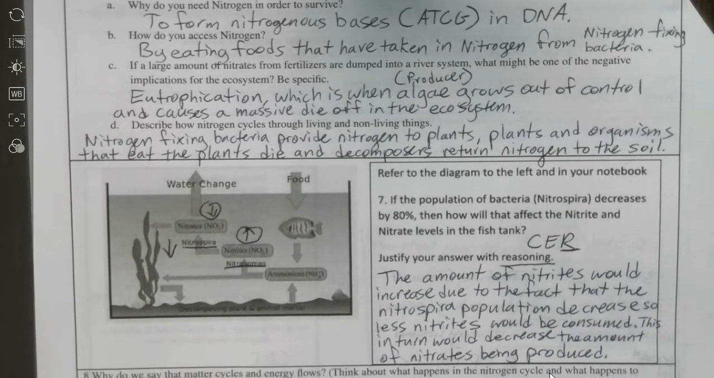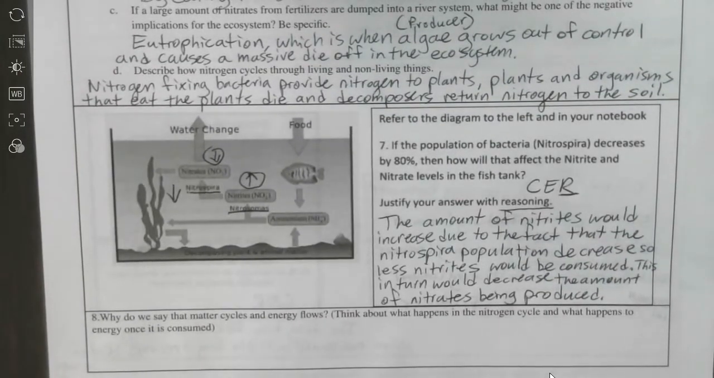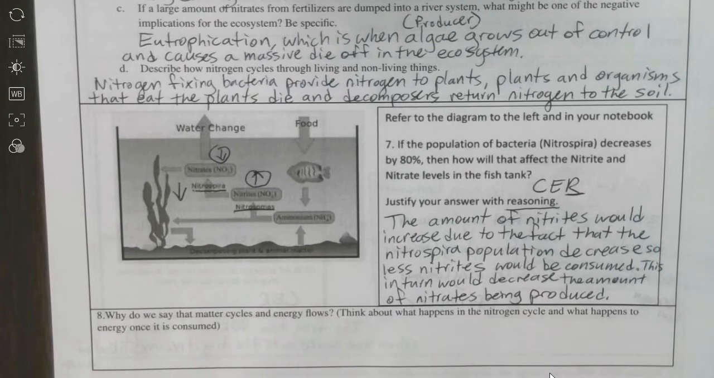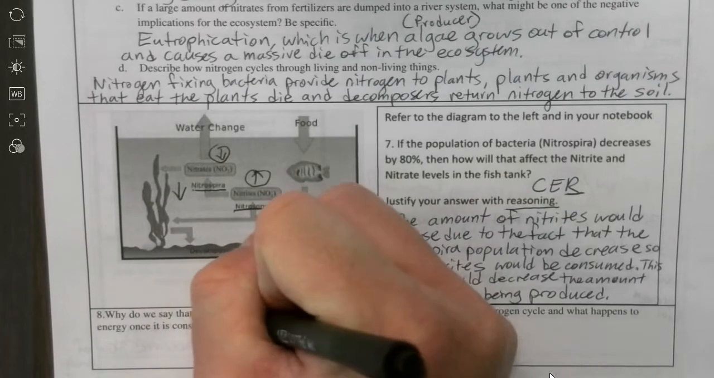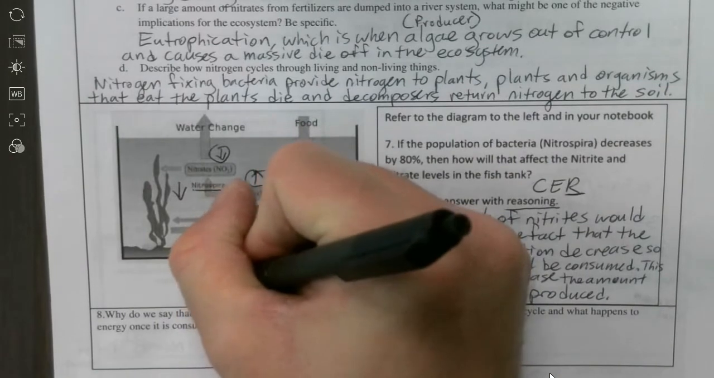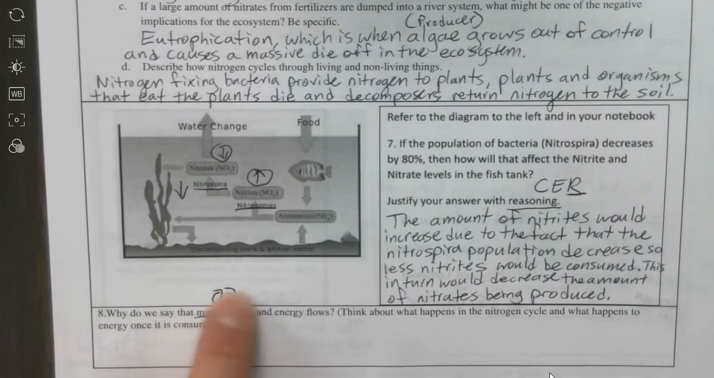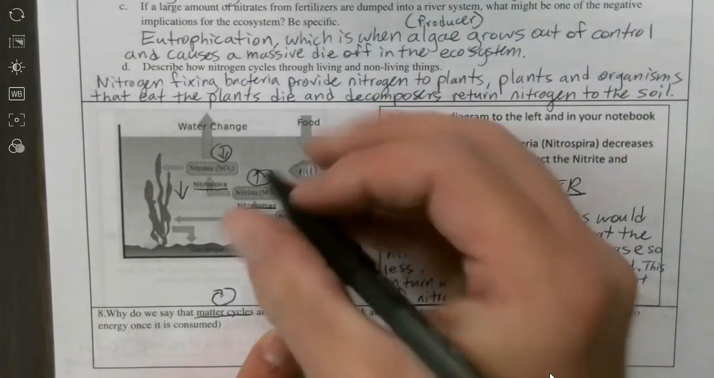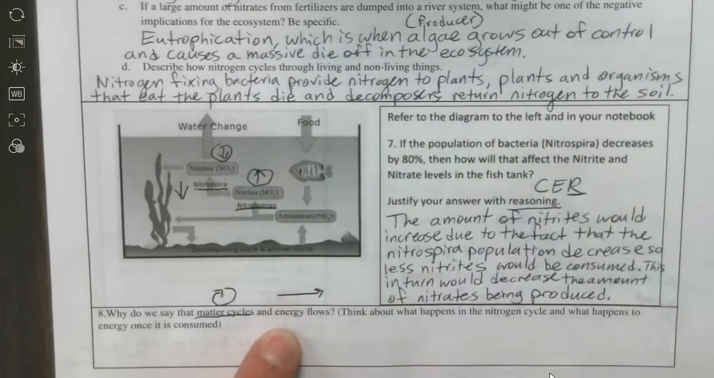All right, and again, if you have any questions, please just put a little star by it and we can come back to it in a couple minutes. So this one, to be honest, is something that we didn't explicitly talk about in here. I know some of the other classes might have talked about it more explicitly. But basically what we're looking at here is when we're talking about matter cycling, when we're thinking about cycles, we're thinking about circles. Things being reused over and over and over again. Energy flows because energy is moving in one direction.